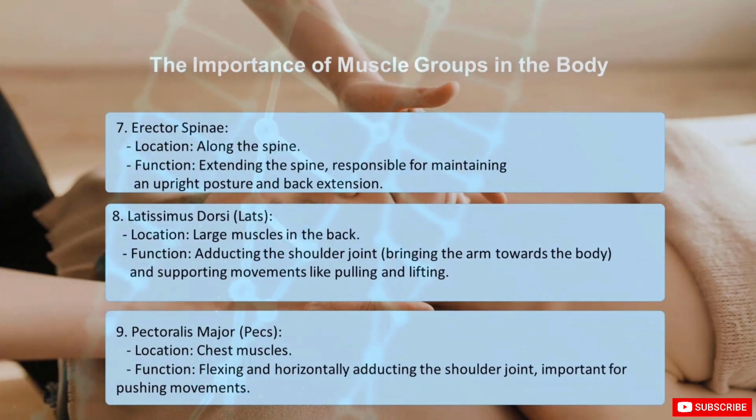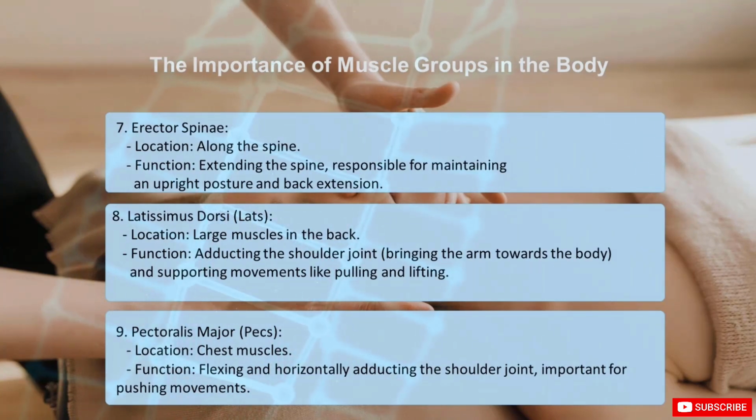7. Erector spinae. Location: along the spine. Function: extending the spine, responsible for maintaining an upright posture and back extension. 8. Latissimus dorsi, lats. Location: large muscles in the back. Function: adducting the shoulder joint, bringing the arm towards the body, and supporting movements like pulling and lifting.